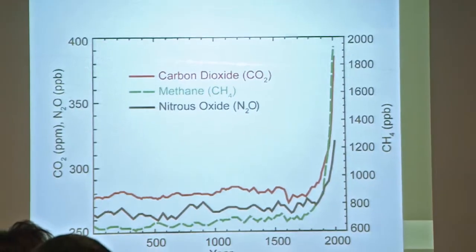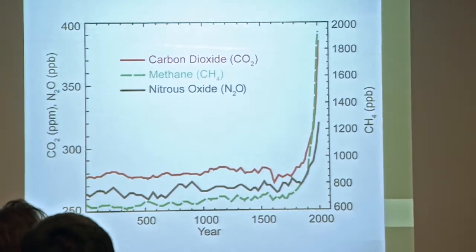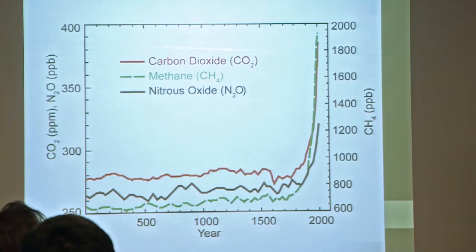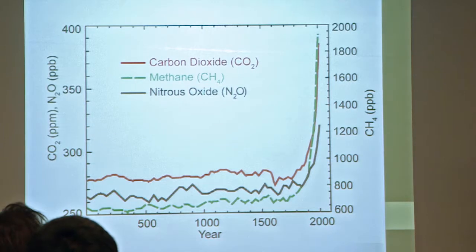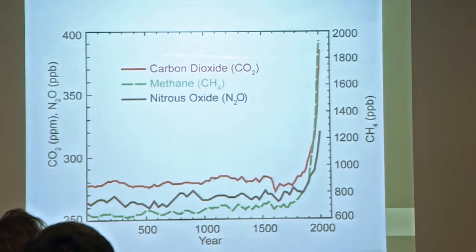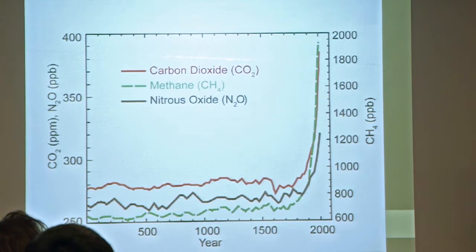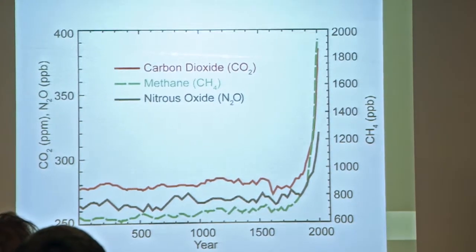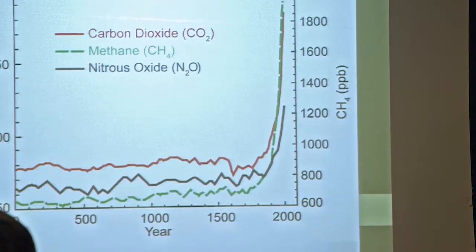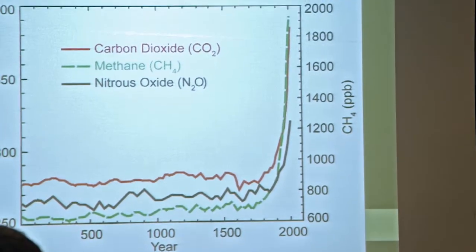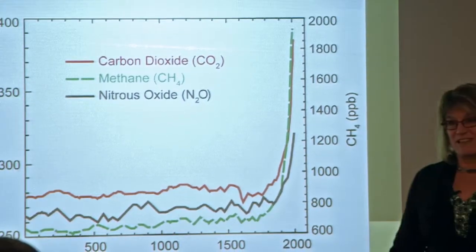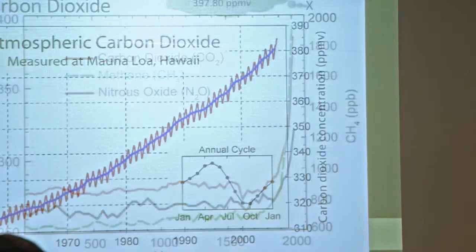Here's a closer plot. This is just for the last 2,000 years. Here they are bumping along. They're changing. Yeah, they're variable. It's true. CO2, methane, and nitrous oxide all vary over time. But this is what we're talking about: post-industrial increases in CO2, methane, and N2O. The greenhouse gases are increasing in concentration. We know this. It's a fact. So the controversy is, is that causing a change in our climate?